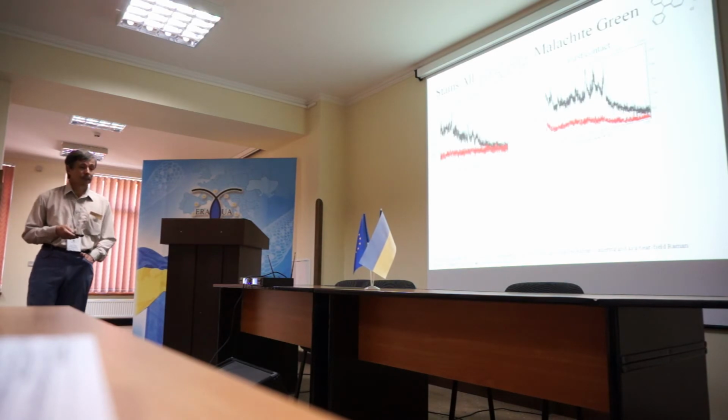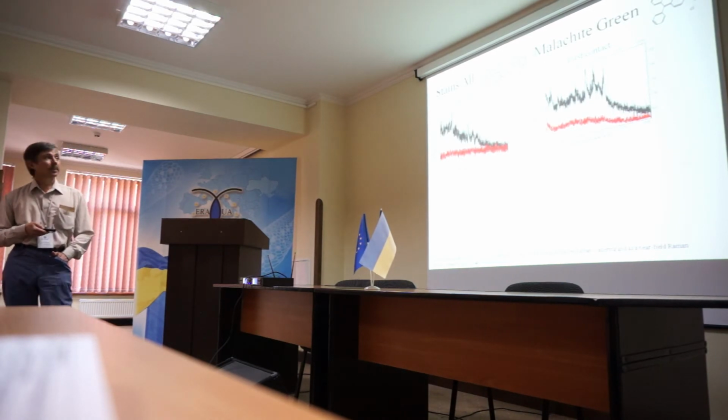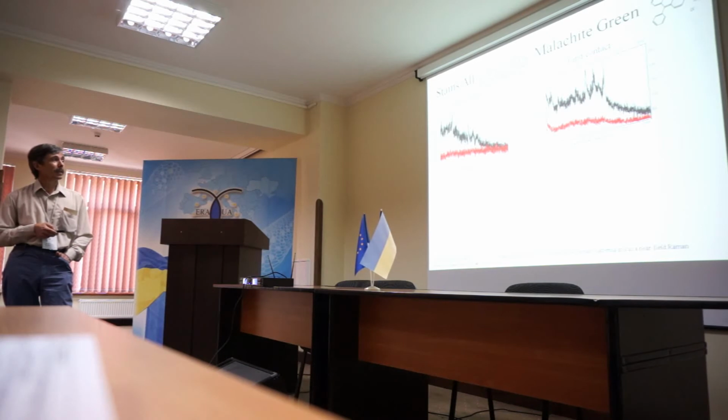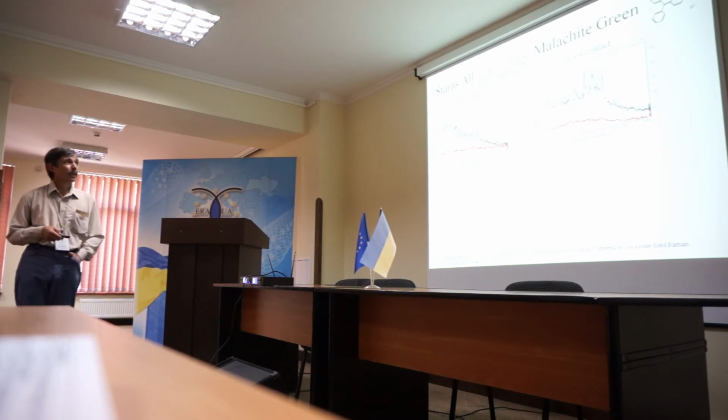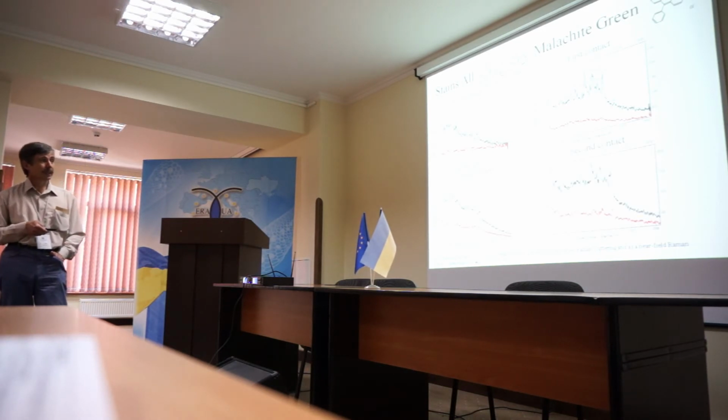But we found another thing. So you may see here a spectrum with contact tip for malachite green and Stains All, and these are spectra with a retracted tip. But these materials are only physisorbed on the surface, and after one or two contacts to our substrate, we received another spectrum with a retracted tip.